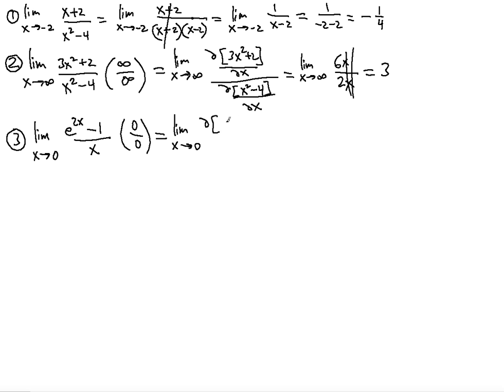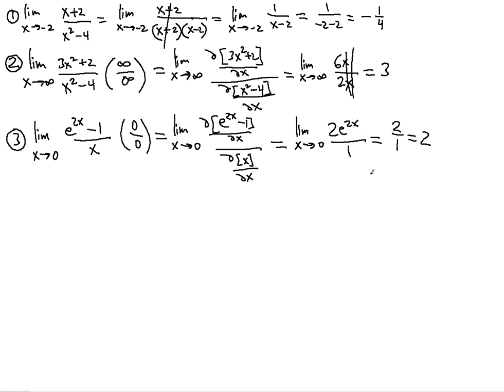Right? So the derivative of the numerator divided by the derivative of the denominator. Okay, so that's going to give you 2e to the 2x, right, divided by 1, right? So basically you can plug in the 0 now, it will give you 2 over 1, which is equal to 2, right? So in this case you could not have avoided it.